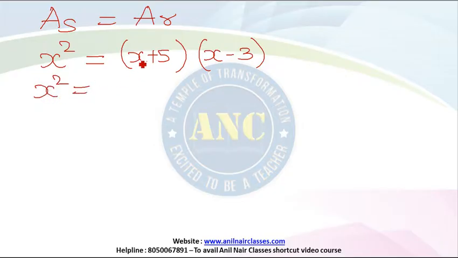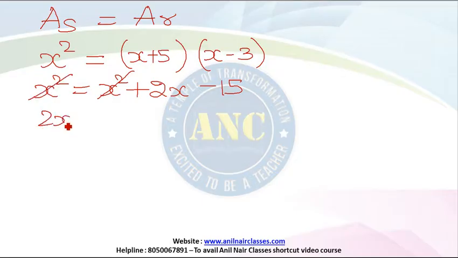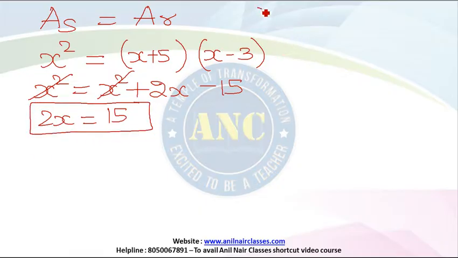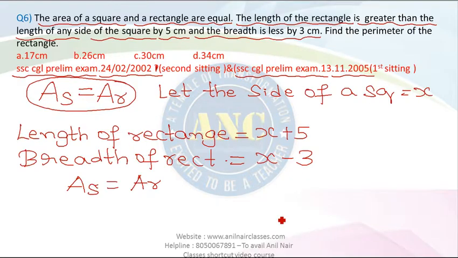x square equals x square minus 3x plus 5x plus 2x minus 15, it becomes, this will cancel. 2x minus 15 is equal to 0. 2x is equal to 15. That means I know the value of 2x as 15. I can find the value of x as 15 by 2, 7.5. Now, find the perimeter of the rectangle.